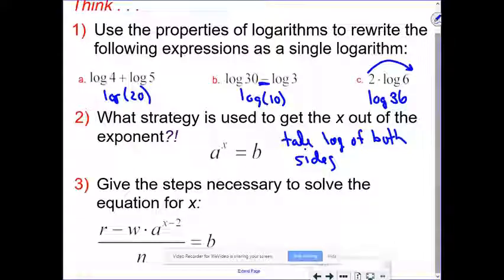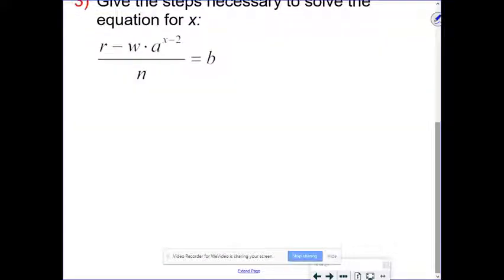All right, number 3, algebra problem. How do I solve for x? What am I going to do? First thing, multiply by n. 2, subtract r. Third one, it's multiplying by w, so I'm going to have to divide by a negative w. And then that leaves me with a raised to the x minus 2.